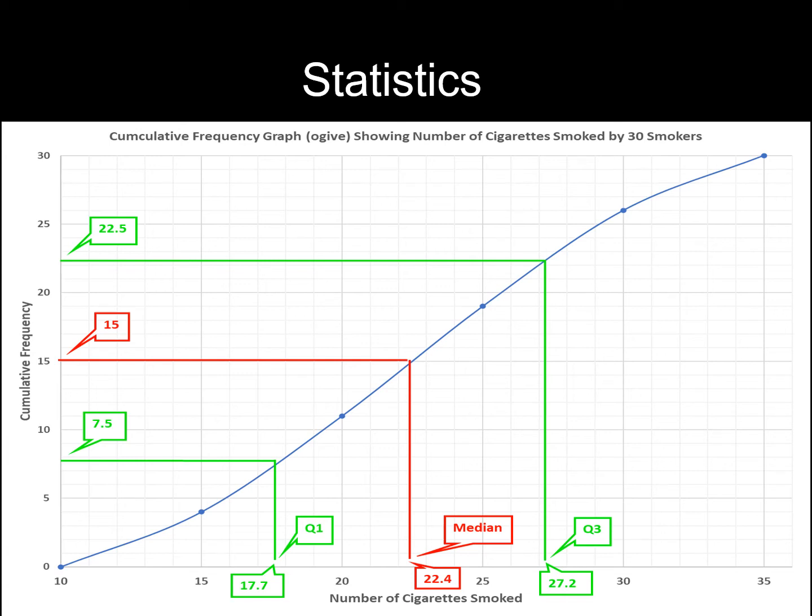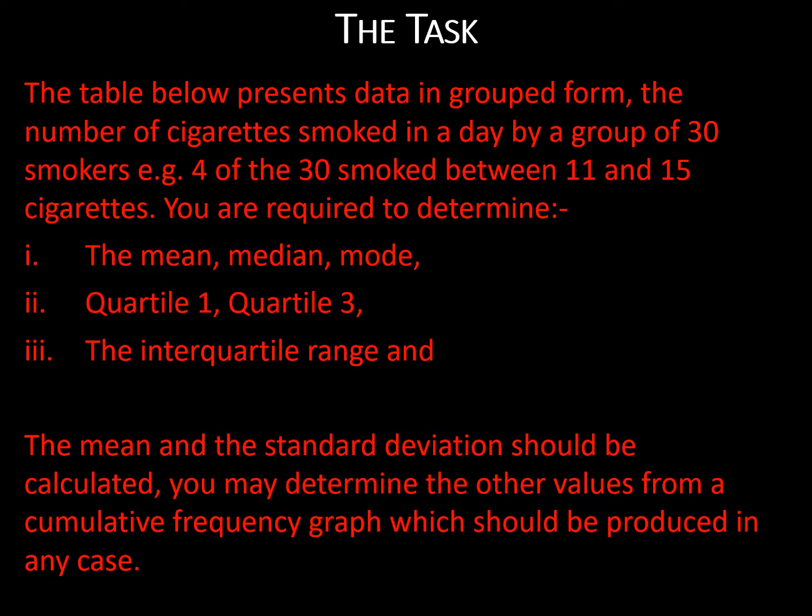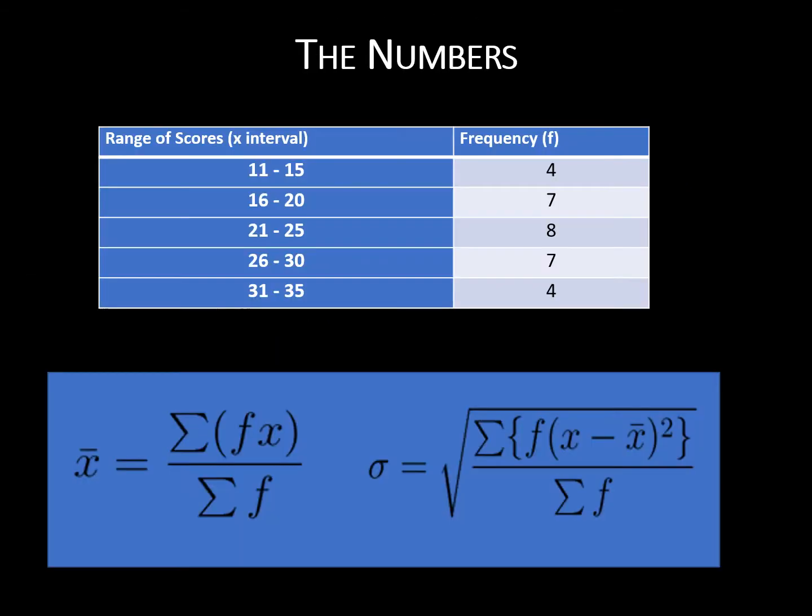Hello, Owen here, and today we're going to look at statistics relating to grouped data. The grouped data we have is that of 30 smokers. 4 for instance of the 30 smoked between 11 and 15 cigarettes. You're required to determine the mean, median, mode, quartile 1, quartile 3 and the interquartile range, and we did have down the standard deviation, but I'll cover that in a separate video.